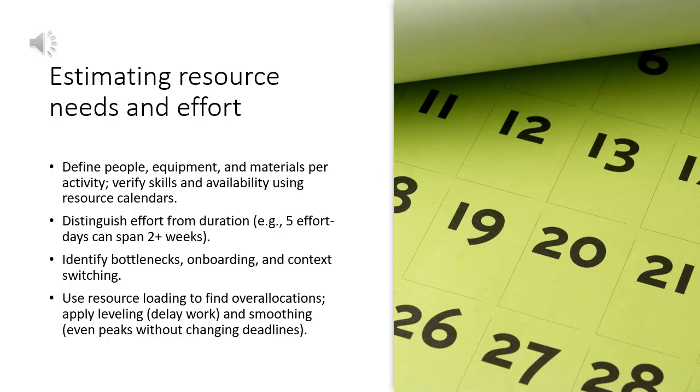Define resources for each activity: people, equipment, and materials. Clarify required skills and availability using resource calendars. Distinguish effort from duration. 5 days of effort can span 2 or more weeks. Identify bottlenecks, like a shared specialist. Plan for onboarding time and context switching. Use resource loading to see overallocations. Apply resource leveling to fix overloads by delaying work. Use smoothing to even peaks without changing deadlines.